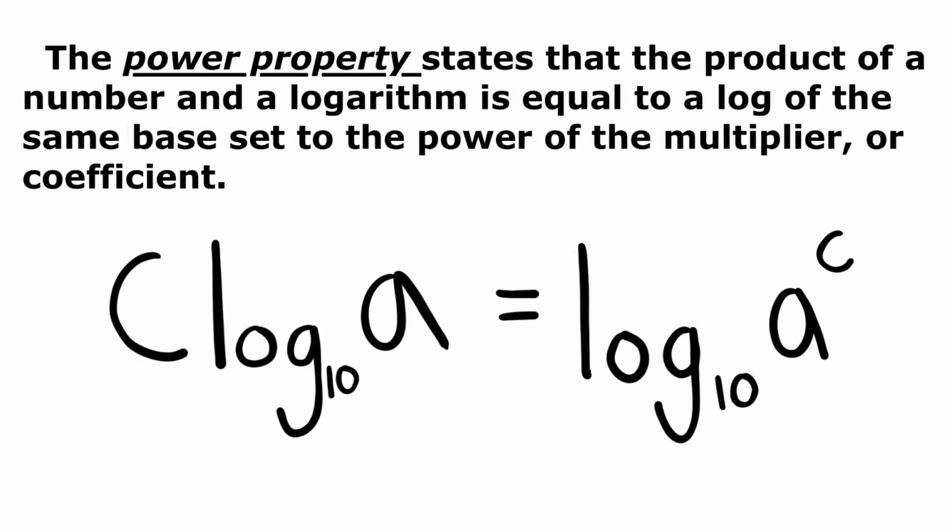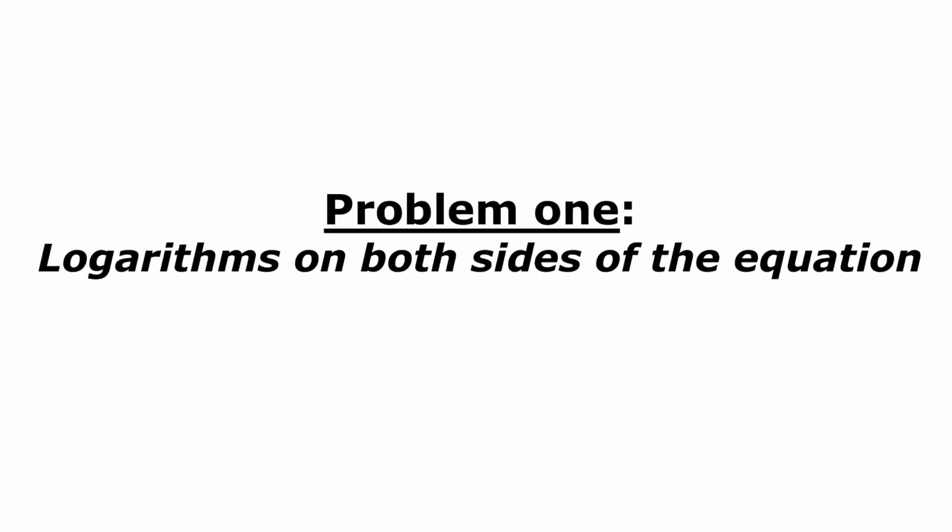And finally, the power property states that the product of a number and a logarithm is equal to a log of the same base set to the power of the multiplier or coefficient. I will be referring to these properties throughout the video, so if you ever get confused, just pause the video, remember where you're at, and scroll back and read it again, because it is complicated until you get it, and then it's not, but that's with everything, isn't it?